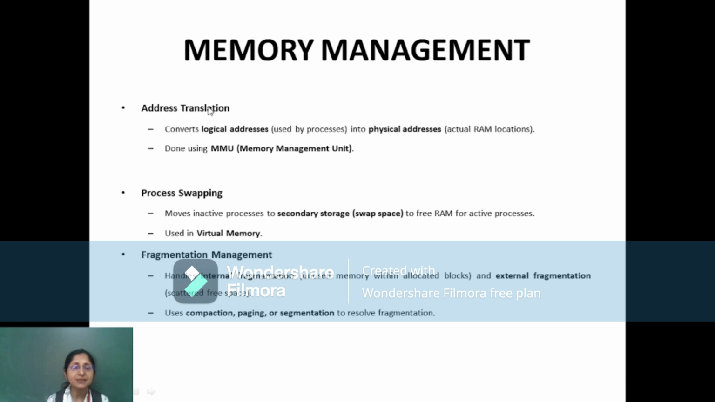Okay. Who does this? Operating system. How does it do it? So it uses one hardware. The name of that hardware is MMU. So MMU stands for Memory Management Unit. And this is responsible to map the logical address to physical address.